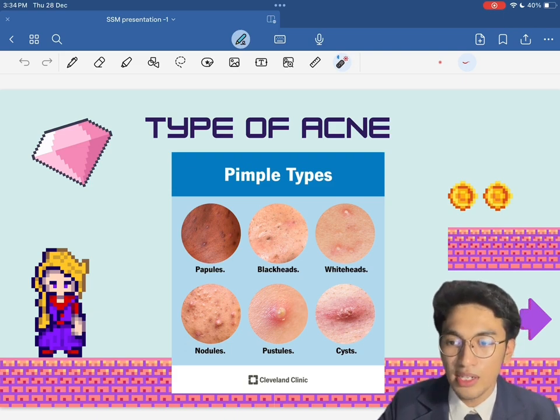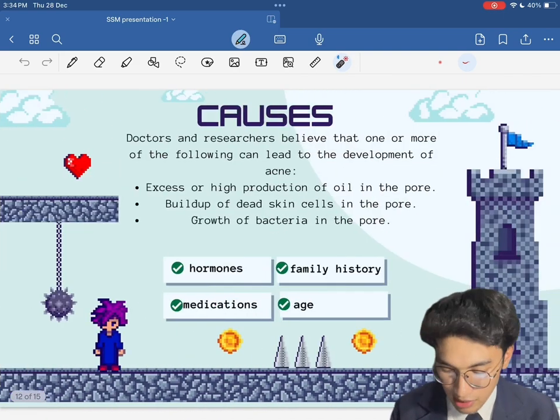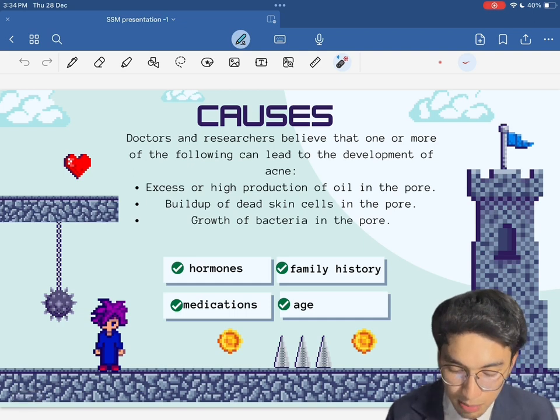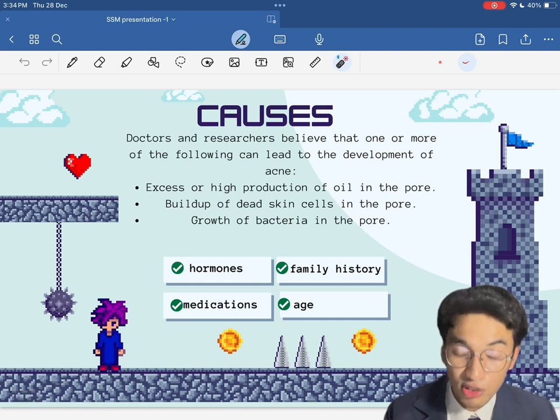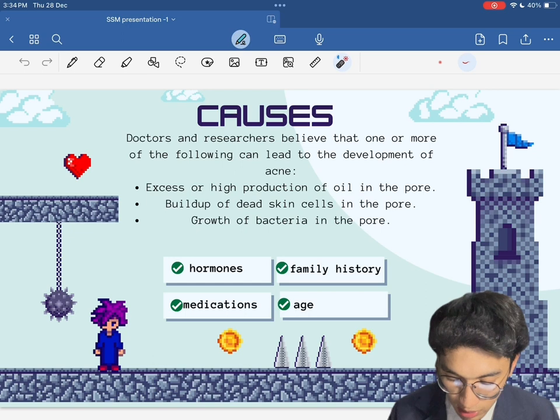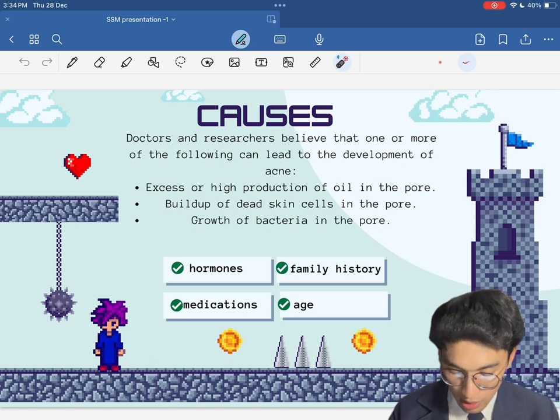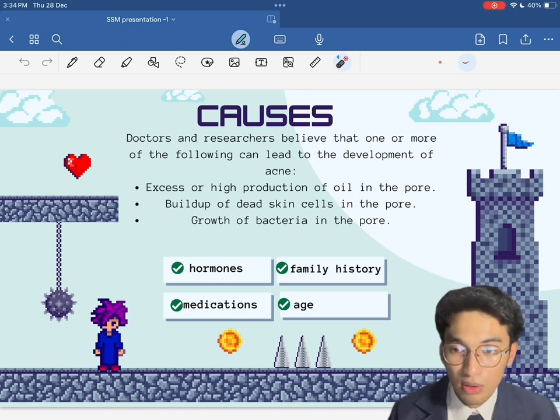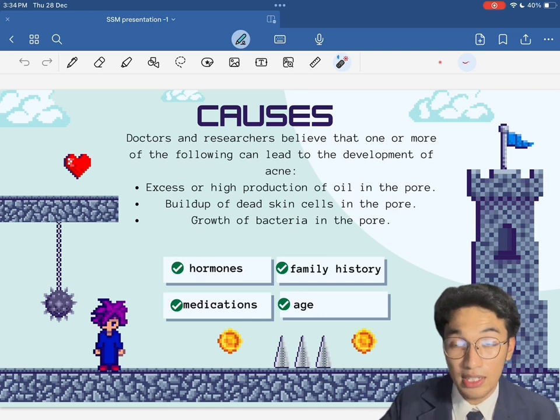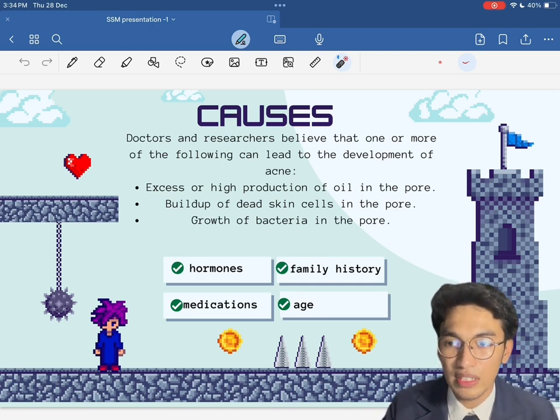So next is the cause of acne. Doctors and researchers believe that one or more of the following can lead to the development of acne. The first is excess oil production in the pore, then buildup of dead skin cells in the pore, and growth of bacteria in the pore. We have four factors that can increase the development of acne.